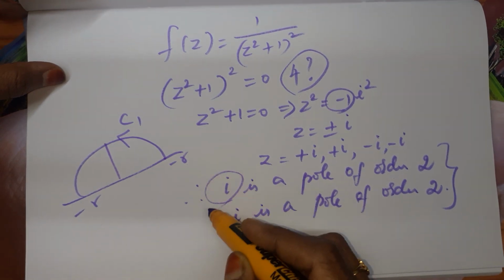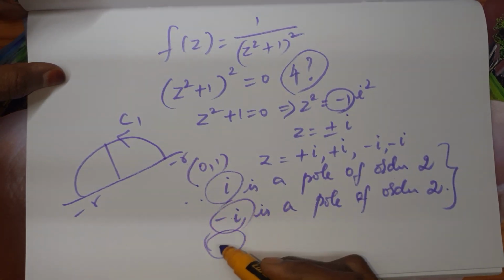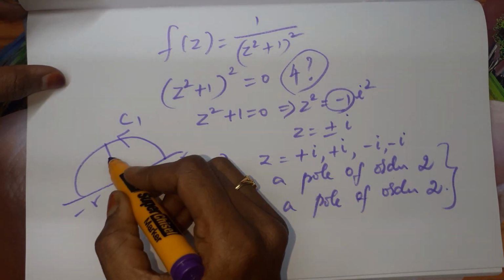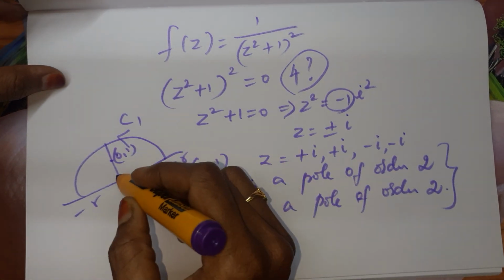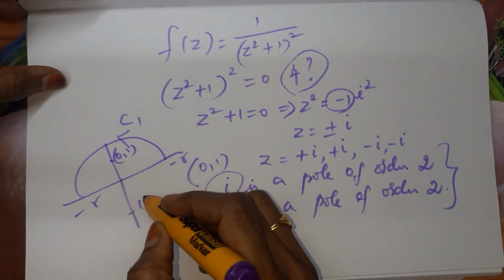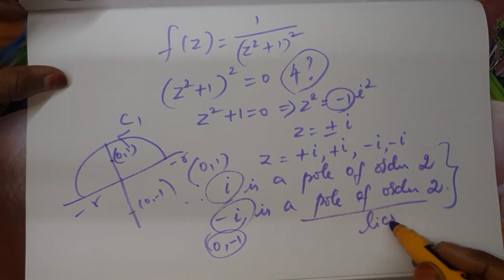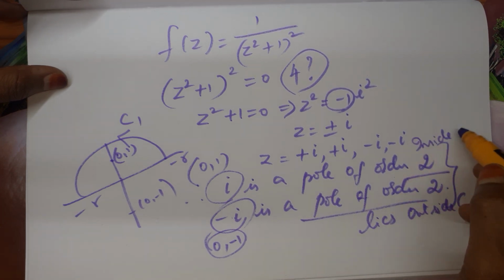So this point is (0, 1) and this point is (0, minus 1). (0, 1) is here, so it lies inside. (0, minus 1) is lying outside, so no need to consider it. This lies outside, and this lies inside C1.